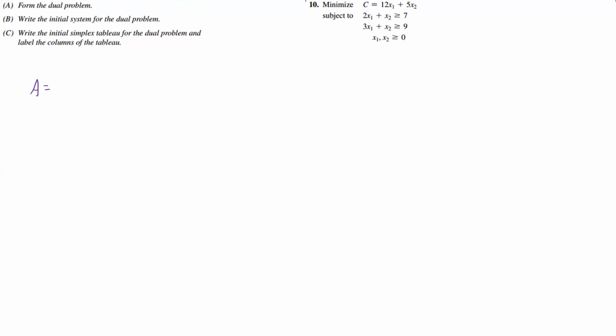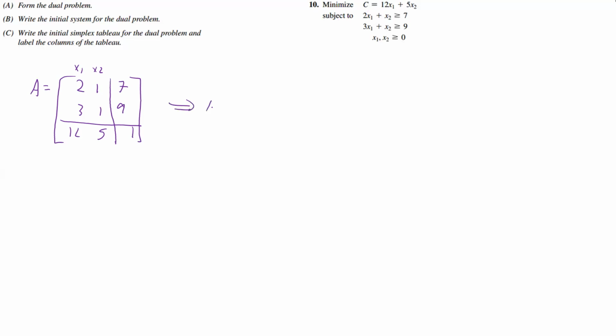Well, A is just going to be the matrix 2, 1, 7, 3, 1, 9, and then our 12, and then a 5, and then a 1. And so this is what it looks like. And usually for convention, we have that. And again, these are basically my X1s, this is my X2s, and that's going to be my A.